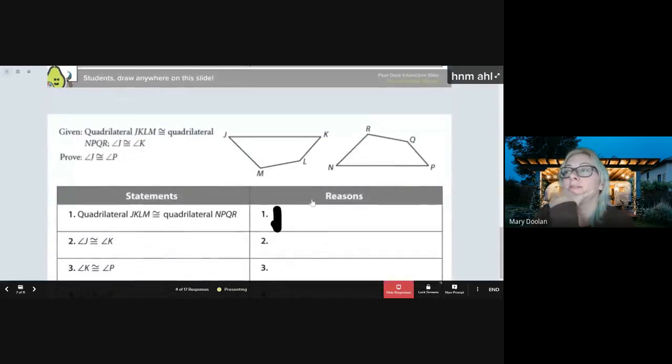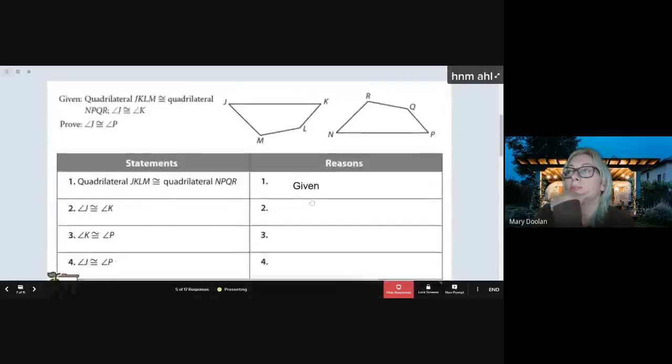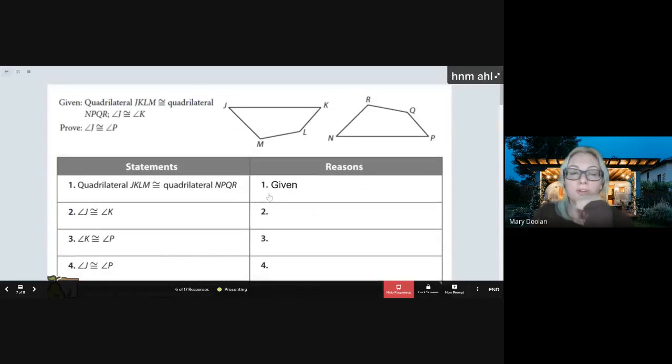All right, so just looking at the first one that popped up, I have 4 responses already, and you guys figured it out. It's given, okay? So 3 of you figured that out already. The first word we're going to write is given, because it is given to us in the initial statement. So now for statement 2, angle J is congruent to angle K. Why is it that we can put this in the box for number 2? What is the reasoning that lets us do that?